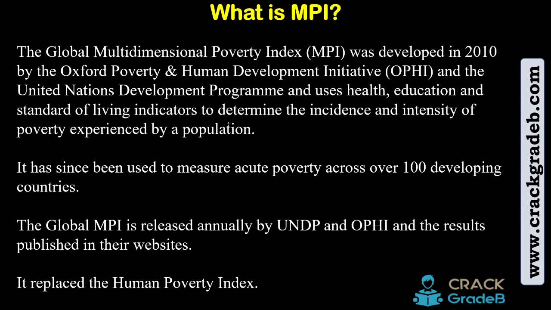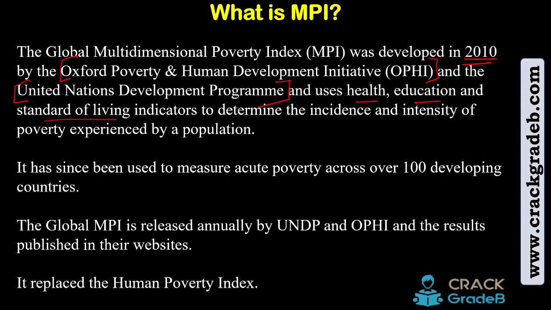The Global Multidimensional Poverty Index was developed in the year 2010 by the Oxford Poverty and Human Development Initiative and the United Nations Development Programme. It uses health, education, and standard of living indicators to determine the incidence and intensity of poverty experienced by a population. What incidence and intensity are, we are going to look at in the lecture.